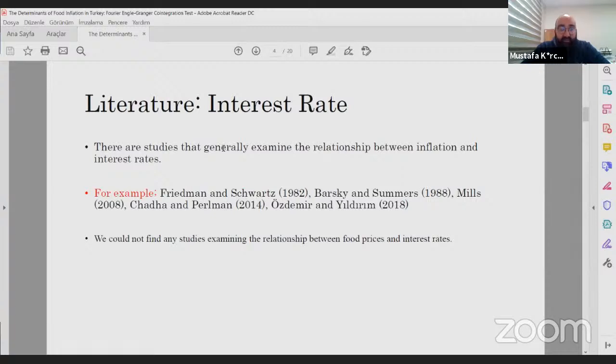The second literature is on interest rates and the food price index. We could not find any studies examining the relationship between the food price index or food price inflation and interest rates. However, some researchers investigated the interest rate and the inflation rate, so there is some relationship between interest rate and inflation rate. So our paper is the first to investigate the relationship between the food price index and interest rates.